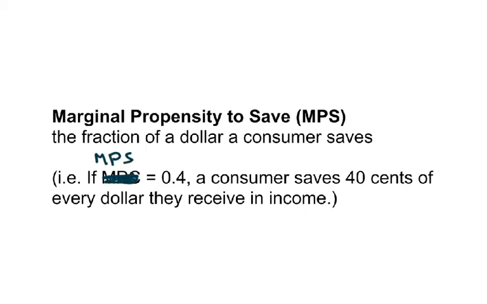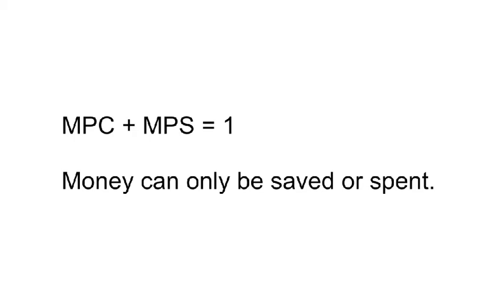If the marginal propensity to save equals 0.4, a consumer saves 40 cents of every dollar they receive in income. So every time they get $1, they're going to save 40 cents of it. And I'm sure some of you have already done the math in your head and said, okay, if they're saving 40 cents, that must mean they're spending 60 cents. And so you've stumbled onto this rule that the marginal propensity to consume plus the marginal propensity to save has to equal 1.